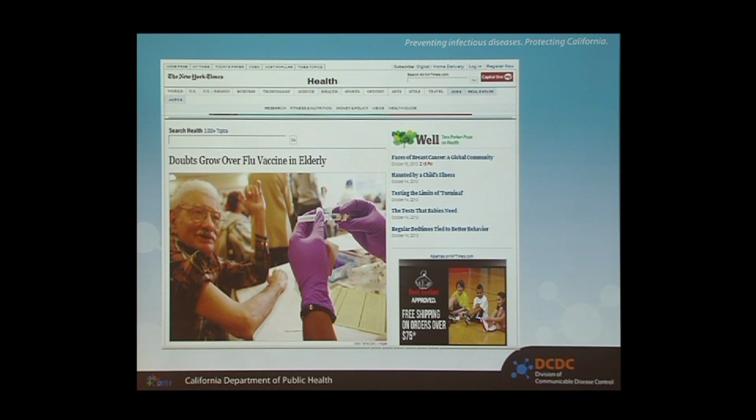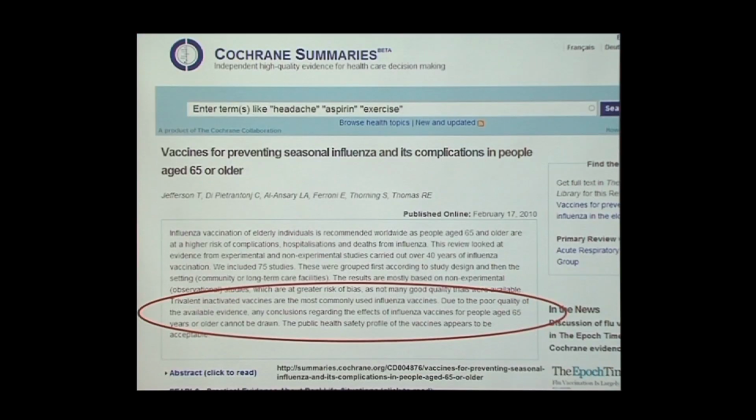So I want to talk a little bit about certain topics related to the vaccine, and one is doubts grow over flu vaccine in the elderly, and this has been a big topic. And so you have to remember, lack of evidence does not mean that it doesn't work, okay? It's been very hard to look at vaccination in persons 65 years and older, and part of it has been, I think he says it right here, the poor quality of available evidence. Any conclusions regarding the effects of vaccine in people over 65 can't be drawn.